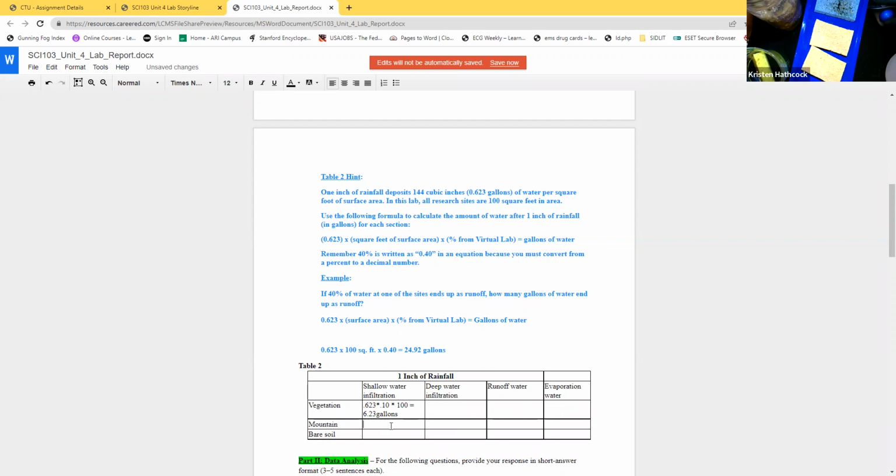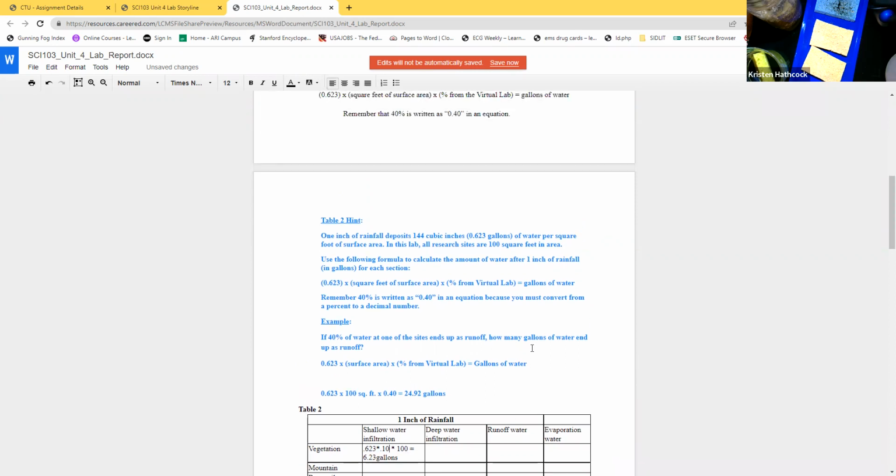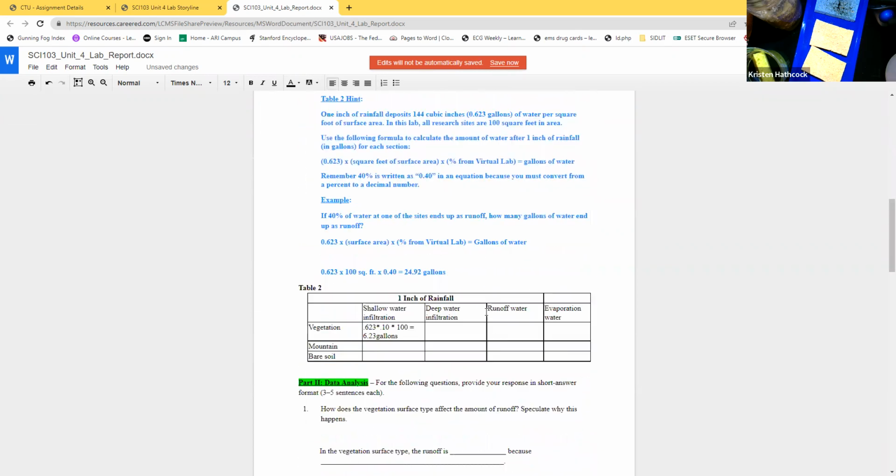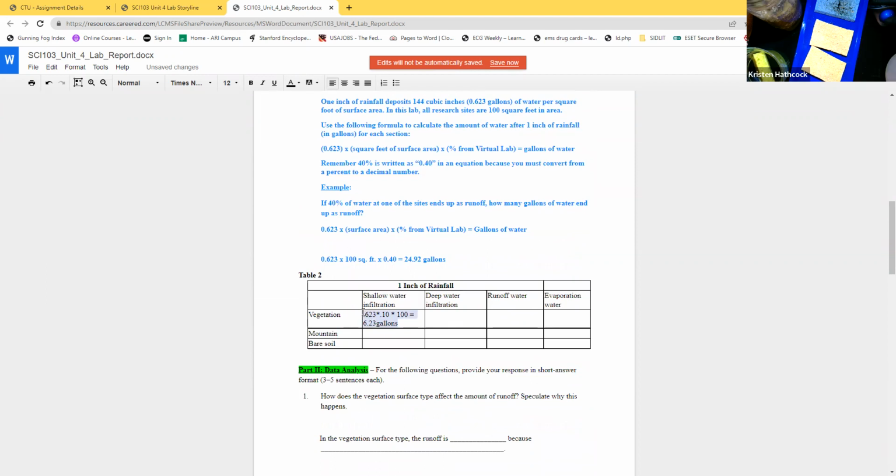And then, of course, the new percentages will provide you with a different amount of gallons for mountain versus bare soil. So what essentially stays the same is the 0.623 and the 100. The only thing you're changing is that 0.10 based on table 1. So in the case here, I would change this to a 0.25 and do the calculations and figure out how many gallons there are.